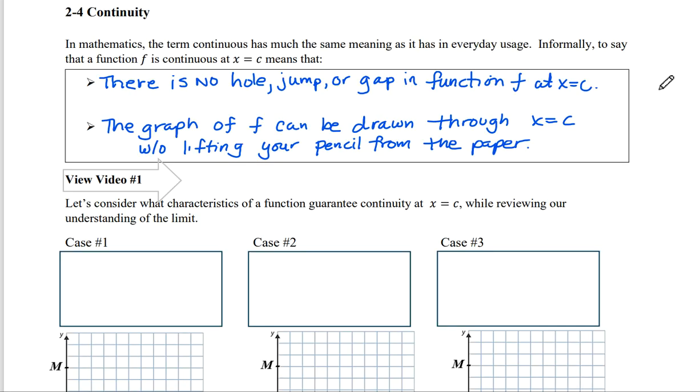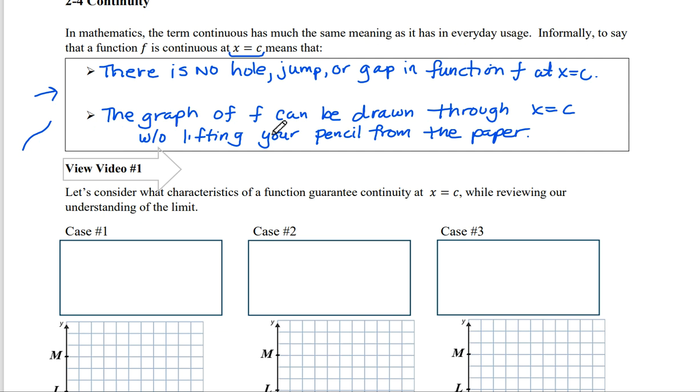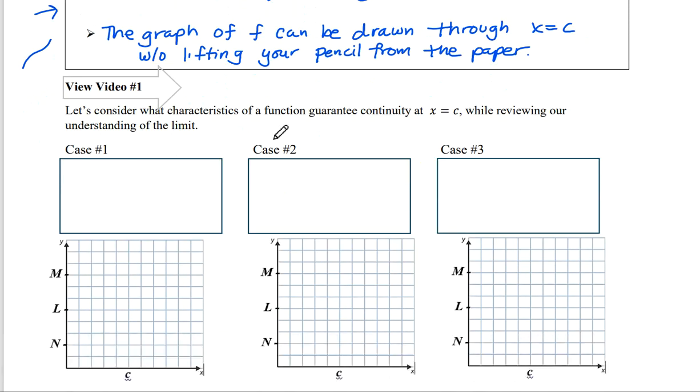To begin, you should have already filled in some very informal ideas about the idea of a function being continuous at a point x equals c. So there are no jumps, holes, or gaps in the function at c, and you can draw right through it without lifting your pencil.